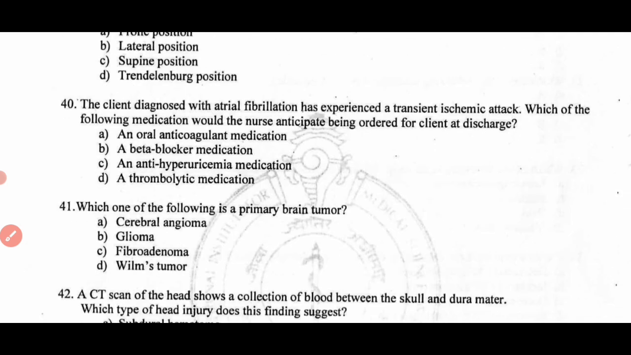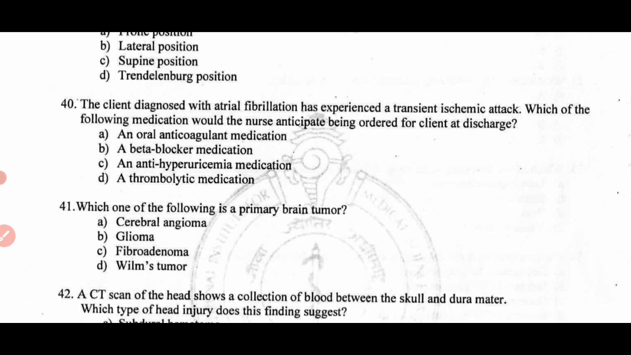And question number 40, the client diagnosed with atrial fibrillation has experienced a transient ischemic attack. What is the meaning of transient ischemic attack? Transient means for a temporary period of time. Ischemic attack means decreased blood flow to the brain. So which of the following medications would the nurse anticipate being ordered for the client at discharge? So during discharge, what medication has to be ordered if the patient is suffering from atrial fibrillation? So you have to think about that.